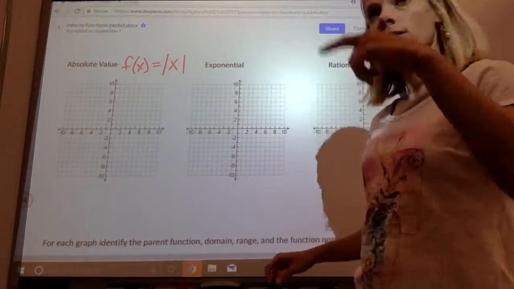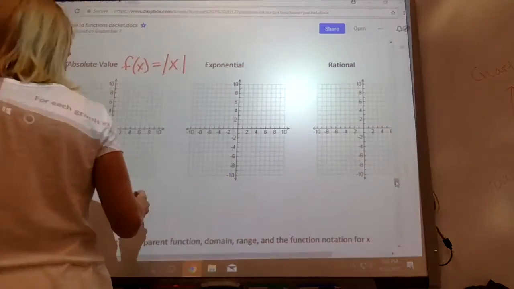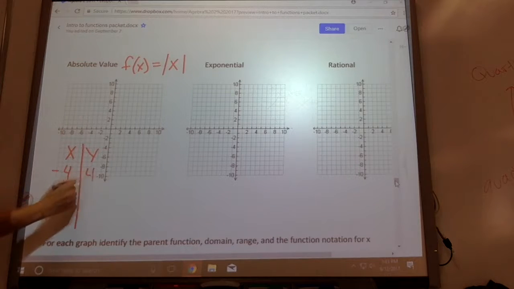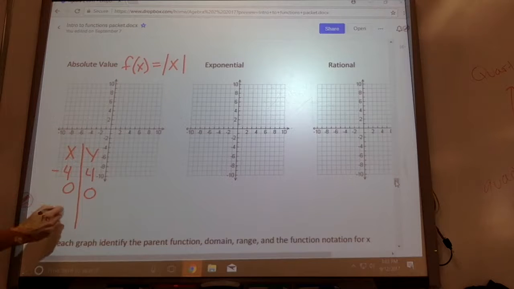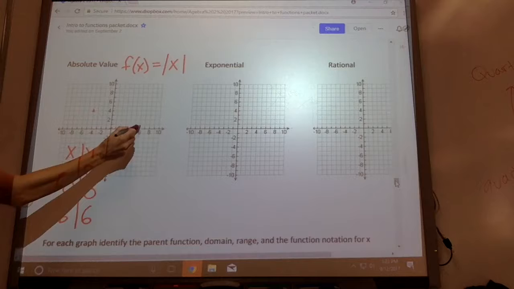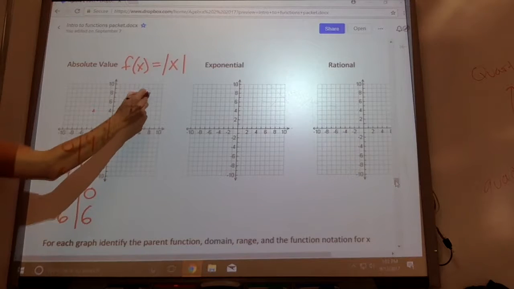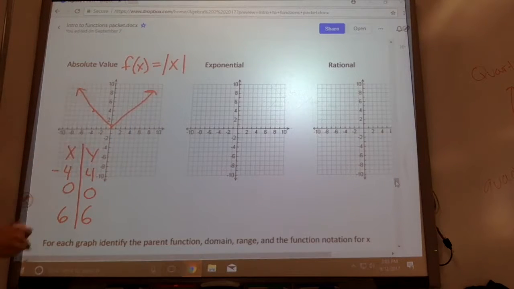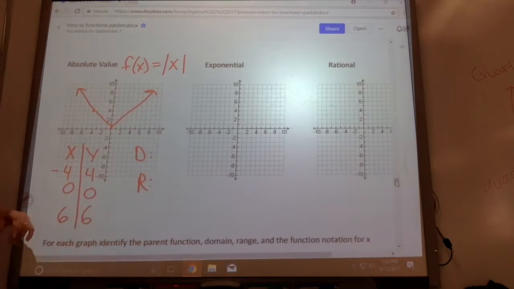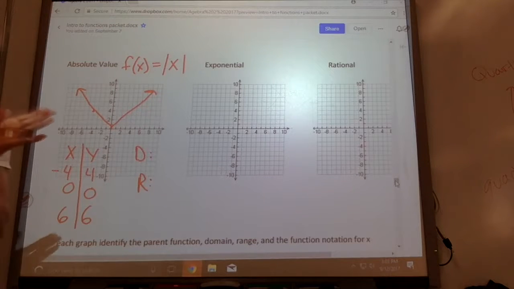So then you can go second graph again, and get some points to graph, like -4, 4. I would include 0, 0, because that's your vertex. 6, 6, something like that. And this domain and range is going to look very similar to your quadratic, because instead of a U, it's a V, but it's still starting at 0, 0.